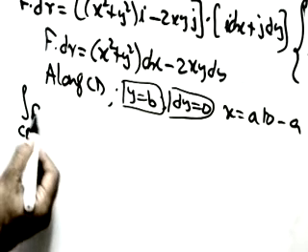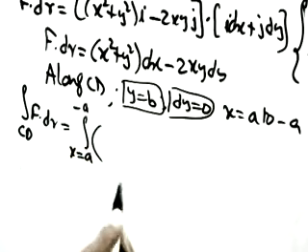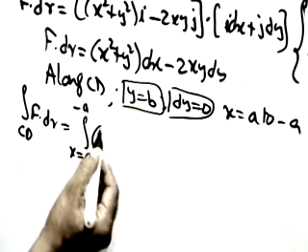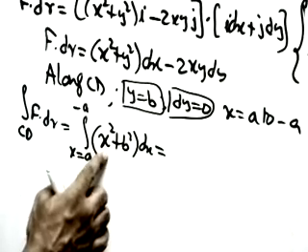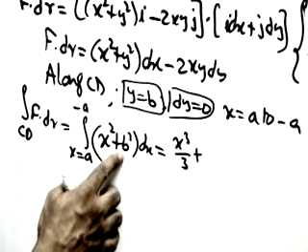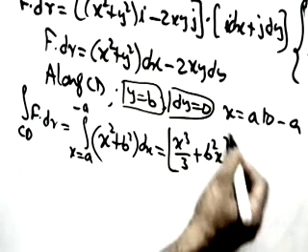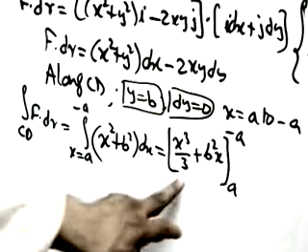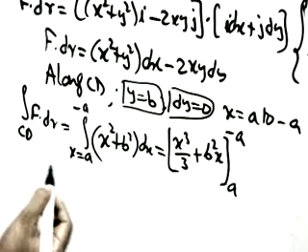So the integration along CD of F dot dr equals the integration from x equals a to minus a. In this, if we keep dy equals 0, this term will become 0. In place of y, if you keep b, this will become x square plus b square dx. Now the integration of x square is x cube by 3, plus the integration of b square is b square x. So we have to write this from a to minus a. See here, the integration of x square is x cube by 3. Now the integration of b square is b square x.